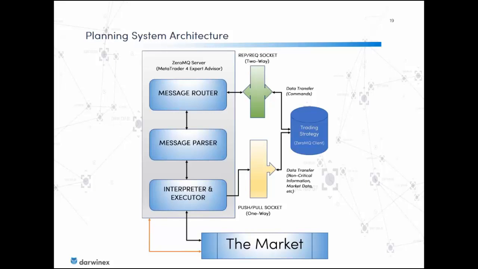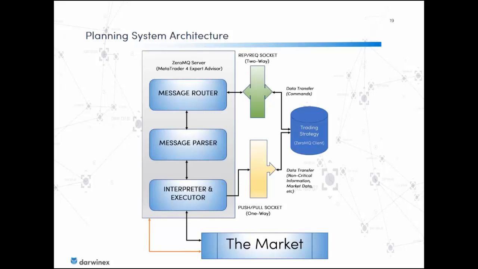Towards the bottom half, we have a push-pull socket, which is a one-way socket, whereby the trading strategy can pull data from the server that, for instance, is not critical. In this example, we're going to use the request-reply socket for critical command execution, for example, trades: open a trade, modify a trade, close a trade, things like that. Whereas with non-critical things, for example, getting trade history, if it's not part of executing further trades, it's non-critical information, and therefore we've chosen in this example to use a completely separate socket for those sorts of purposes.